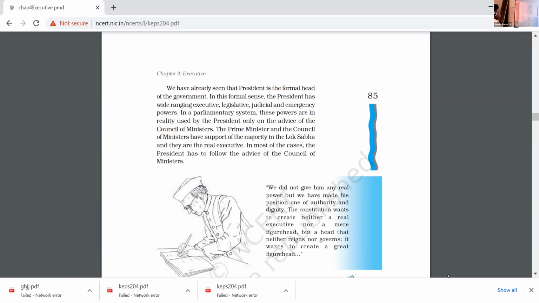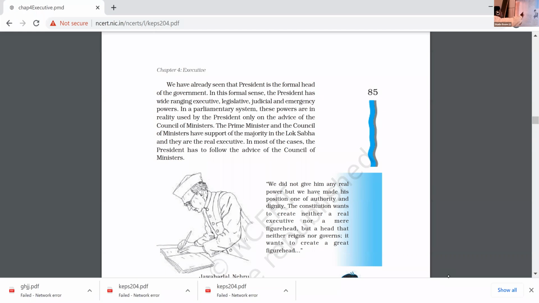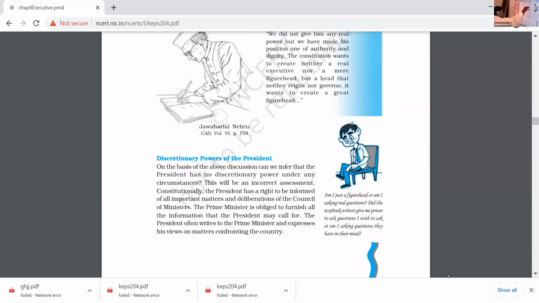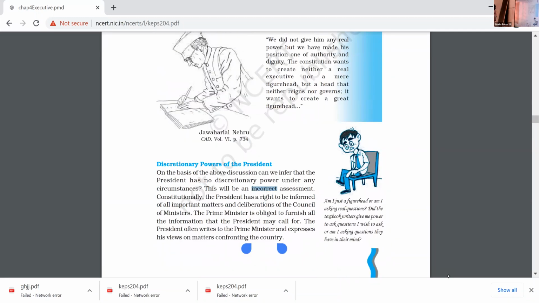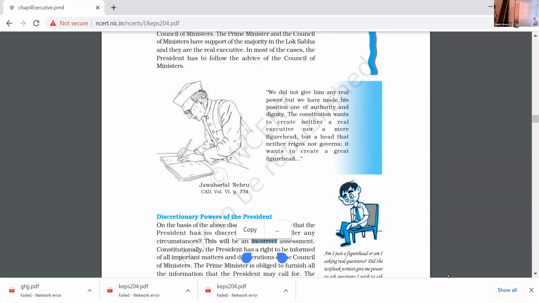Okay, in most cases, the President has to follow the advice of the Council of Ministers, I mean the real executive. So here is Jawaharlal Nehru's comment. He said, we did not give him any real power, but we have made his position one of authority and dignity. The constitution wants to create neither a real executive nor a mere figurehead, but a head that neither resigns nor governs. It wants to create a great figurehead, which means the president is there.